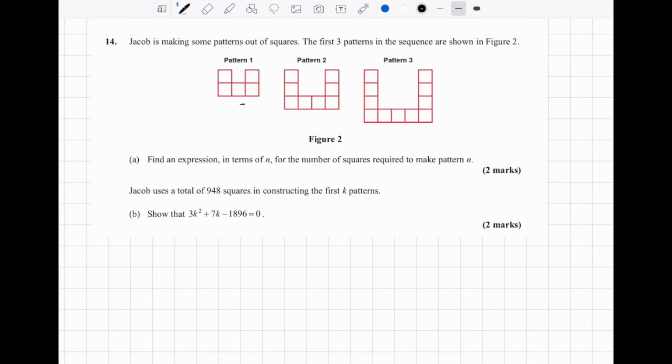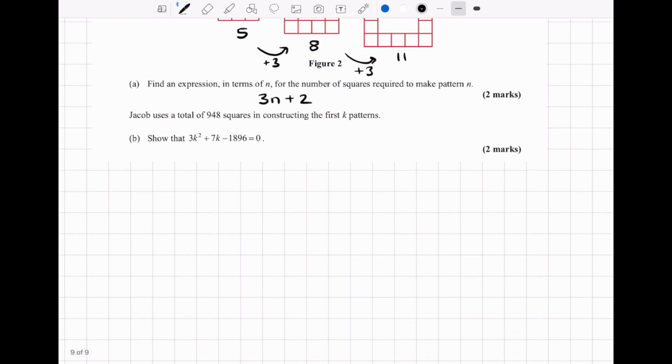Next up is sequences. Two really easy parts here. The first one is the nth term. I can't believe you get this at A level. 5 squares in the first pattern, 8 in the next one, 11 in the next one. Nth term is 3n plus 2.